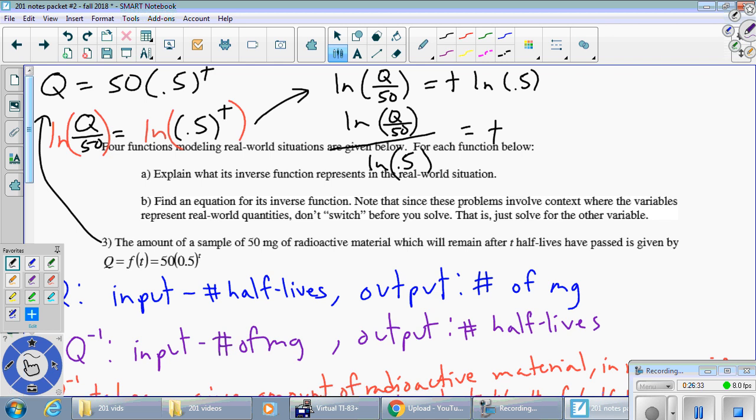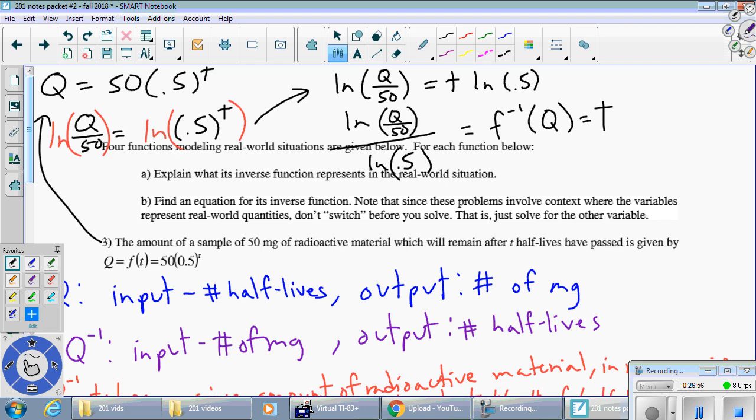So if you tell me a value of q, how many milligrams you want, then plug that into this formula, and the formula will tell you the value of t, how many half-lives it will take to get there. In the answer key, it writes this as f inverse of q, but it's still a t at the end of the day.